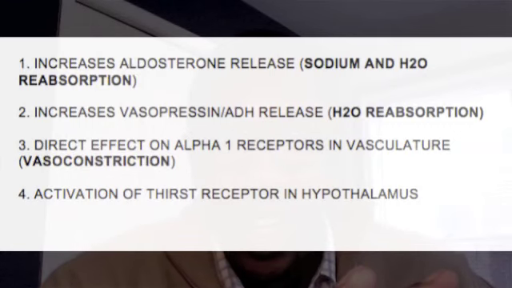And last but not least, angiotensin 2 works on thirst control centers in the hypothalamus. And these will make you thirsty, make you want to take in more water, and increase plasma volume. So recap one more time. Angiotensin 2 has four effects. Increases aldosterone release, increases vasopressin release, and it also increases your desire to drink water, as well as having a direct effect on vasculature through alpha-1 receptors.